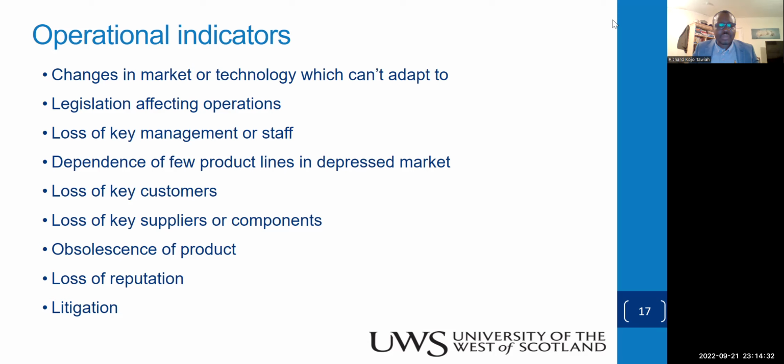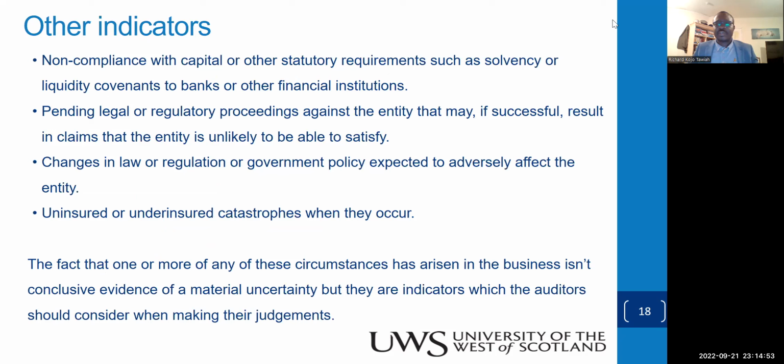Key suppliers have curtailed their relationships or are not providing them with credit terms or with raw materials. Products are going obsolete. Reputation is in question, it's in the balance. There are lots of legal issues hanging on their necks. These are indicators of going concern issues.